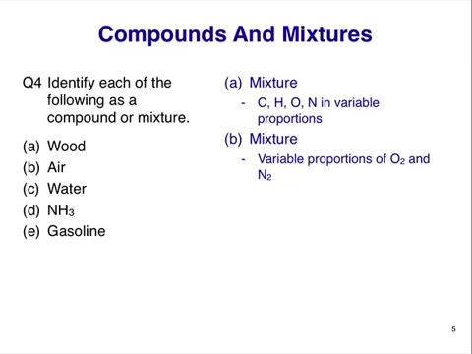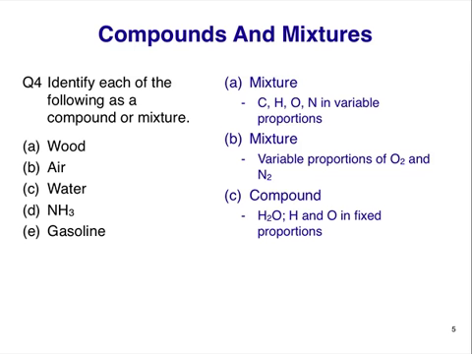Air is a mixture too. Air is mostly made of nitrogen and oxygen, and a small amount of argon. But these proportions can change because the elements are not chemically combined or joined to each other. The air at the top of Mount Everest has less oxygen in it, but it's still air.